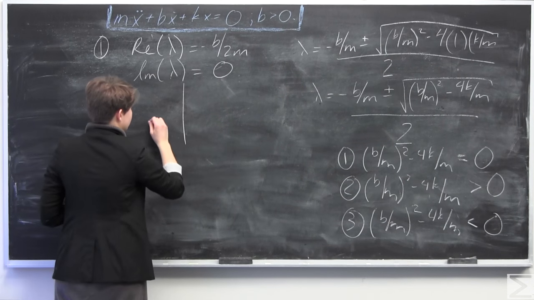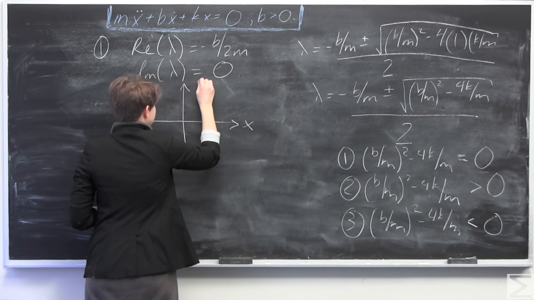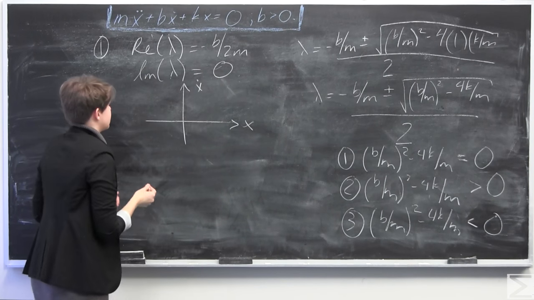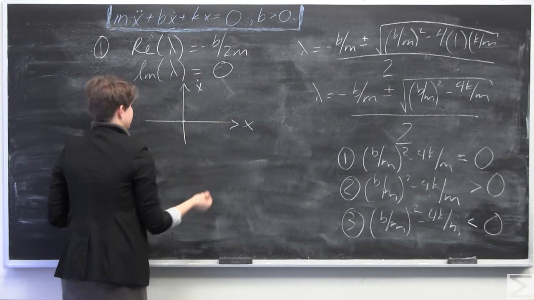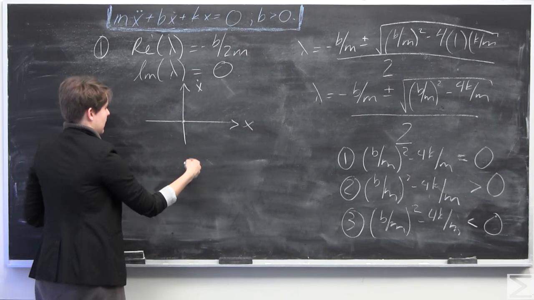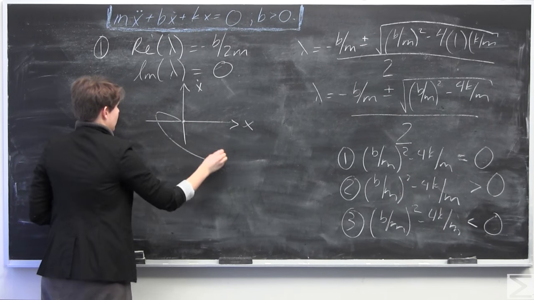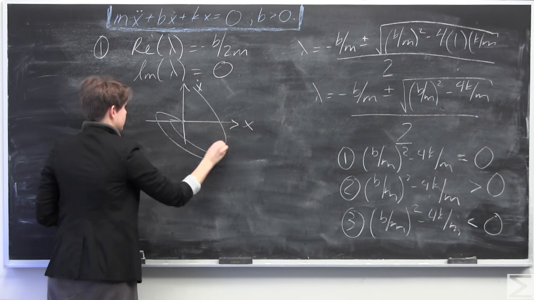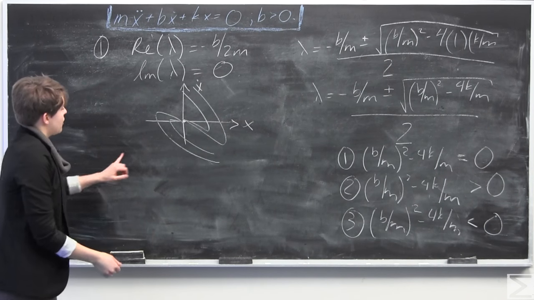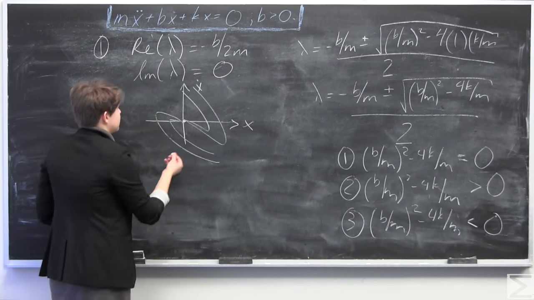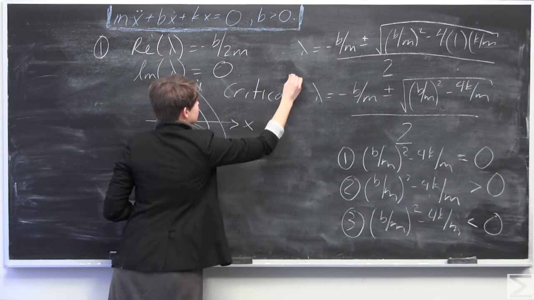So if we do a quick phase plane graph here of x versus x dot, you're going to have one degenerate node at the origin, which means that any trajectory starting from any initial conditions here will approach the origin like so. So we can see that this case corresponds to critical damping.